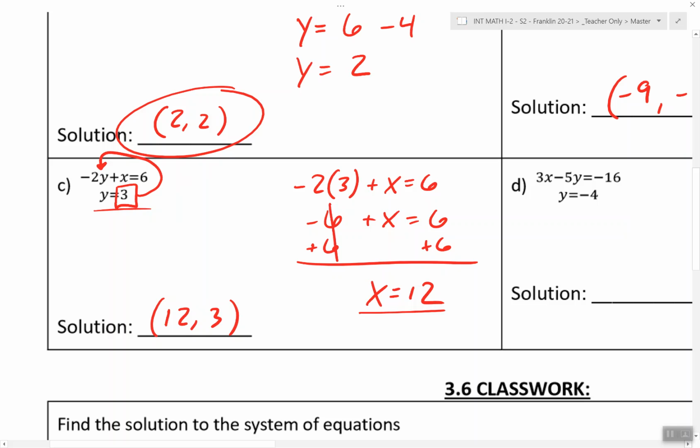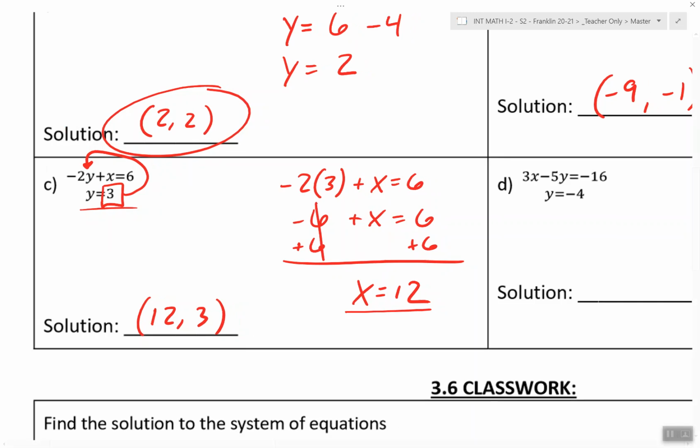And like we discussed in the graphing section, if you plug in these values, 12 for x and 3 for y, that equation will be true. So that's a way you can check your answers. Just plug that point into both equations and then see if they're true.